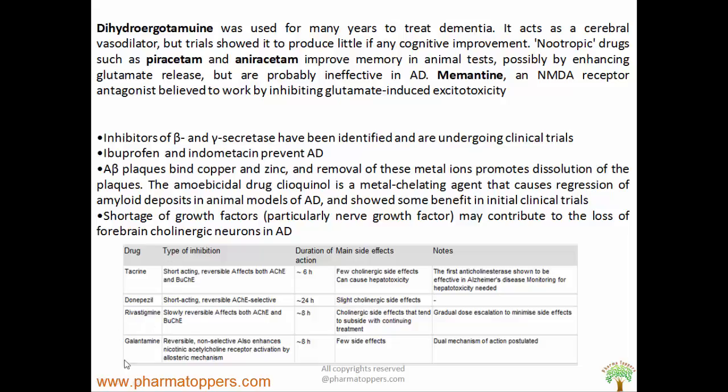Here you can see, friends, the chart of the current Alzheimer disorder drugs available as treatment: tacrine, donepezil, rivastigmine and galantamine. Remember their mechanism of action and main side effects. Tacrine is found to be effective in Alzheimer disorder, but hepatotoxicity is its most important side effect. And in the case of galantamine, a dual mechanism of action is postulated.